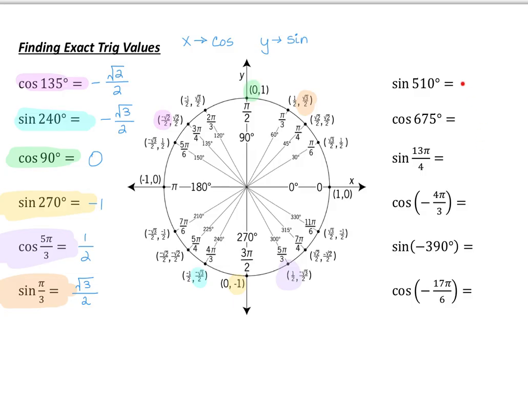Now, on the other side of the page, over here, you have problems that will require just a little bit more computation in order to start them. You still need to find the angle, but notice that 510 and 675 are numbers that are bigger than 360. And so for those two problems, you're going to want to subtract 360 to find the coterminal angle.